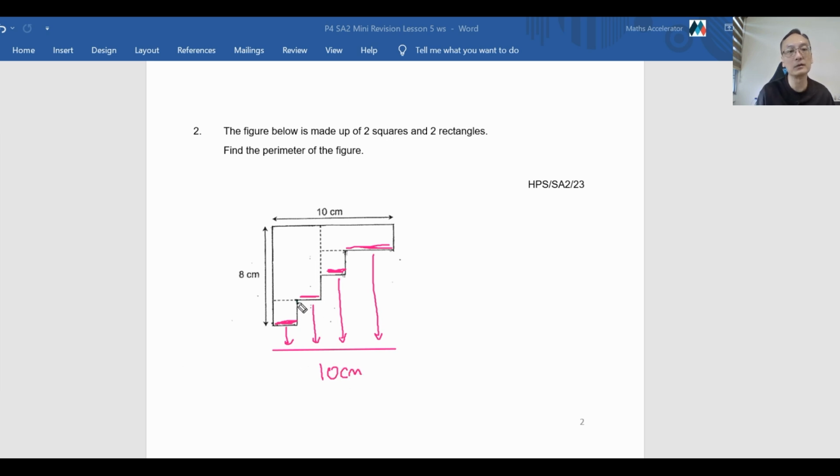Next, we will highlight the vertical lines that we need to push out to the right side. So we combine all this, and we should get 8 cm. So now we will add them together. We have 2 sets of 10 and 2 sets of 8s.